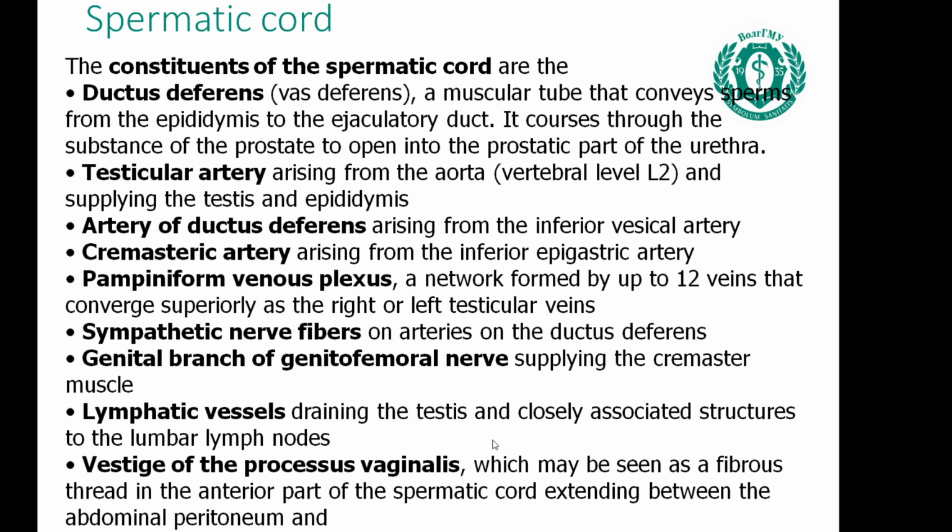Artery of the ductus deferens, arising from the inferior vesical artery. Cremasteric artery, arising from the inferior epigastric artery. Pampiniform venous plexus, a network formed by up to 12 veins that converge superiorly as the right or left testicular veins. Sympathetic nerve fibers on arteries and on the ductus deferens. Genital branch of the genitofemoral nerve supplying the cremaster muscle. Lymphatic vessels draining the testes and closely associated structures to the lumbar lymph nodes.